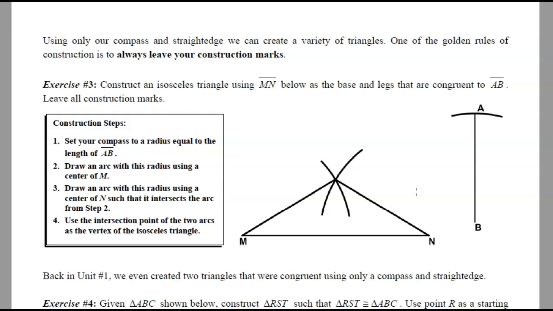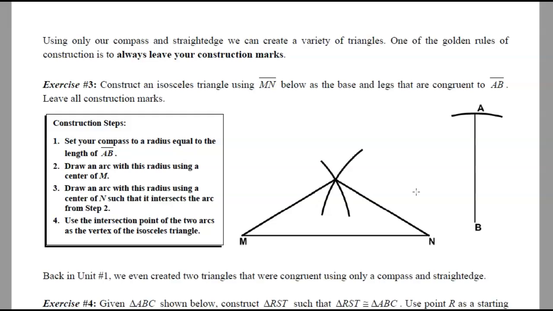So I would put my compass point on B and the pencil on A. There's a marking at A here. That's not really necessary. You just need your compass to be that size. So then what we do is we take that compass setting, put the metal point on one of your endpoints.